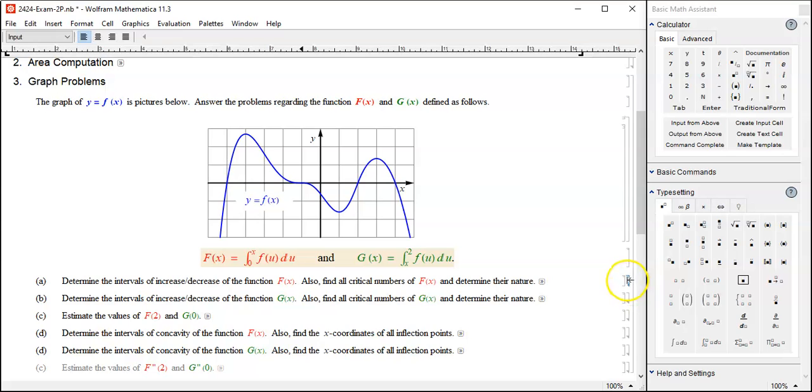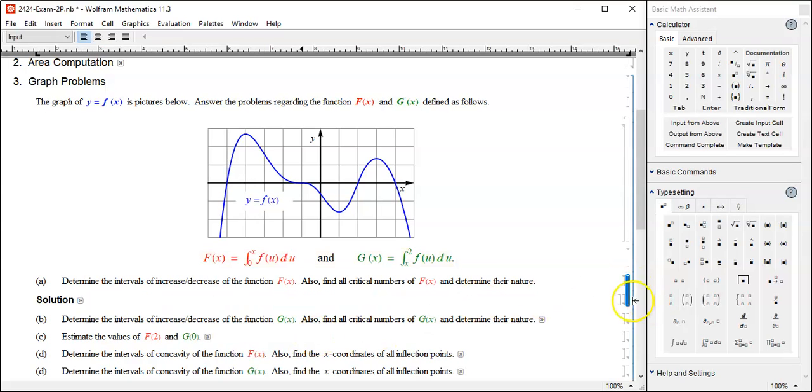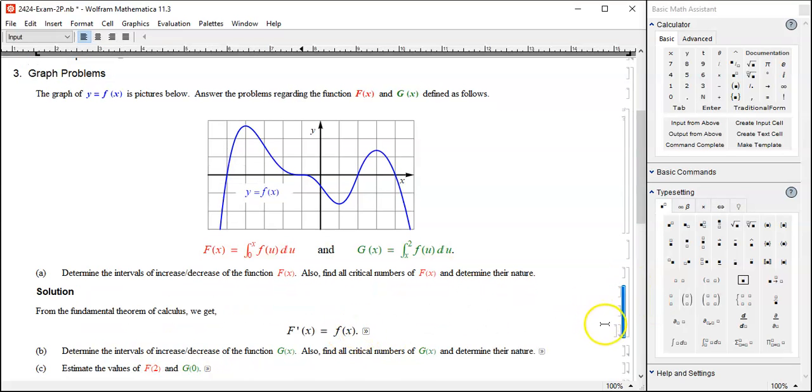Okay, how does it work? The key is to recognize this. Capital F is an antiderivative of small f. That's the nature of the fundamental theorem. Actually, the fundamental theorem of calculus has many aspects, and this is one of many aspects. Antiderivative function. So definite integral is basically antiderivative computation.